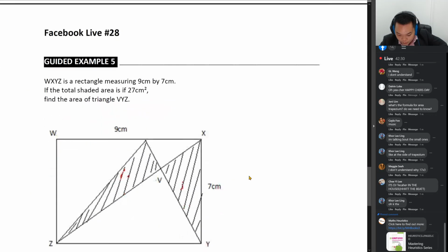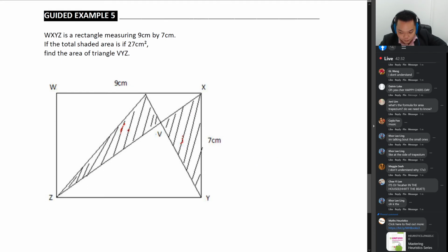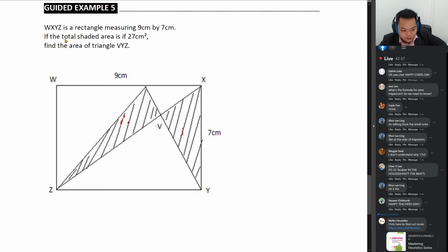Okay, let's move on to number 5. Speed run addition. Okay, WXYZ is a rectangle measuring 9 cm by 7 cm. If the total shaded area is 27 cm squared, find the area of triangle VYZ.